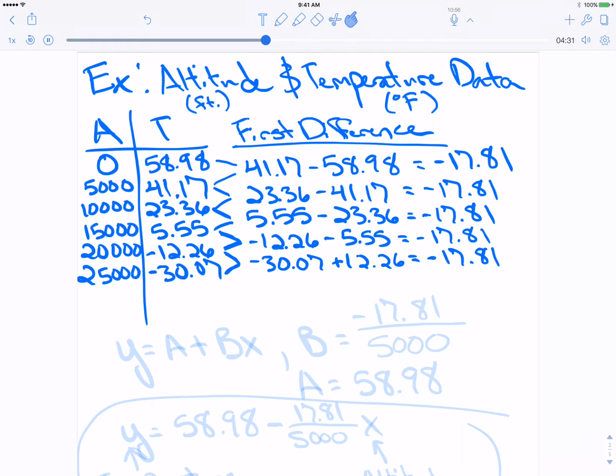Now, given the form that we have a first difference that is negative 17.81, and we know that we're looking for an equation of the form y equal to a plus bx. Now, given that the difference in the x's is 5,000 for each of these, my b is actually going to be my first difference divided by that 5,000. So b is going to be negative 17.81 divided by 5,000. Because the difference between each of these steps is negative 17.81, and the difference in the x value is 5,000.